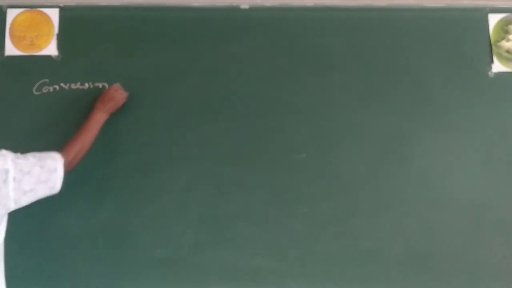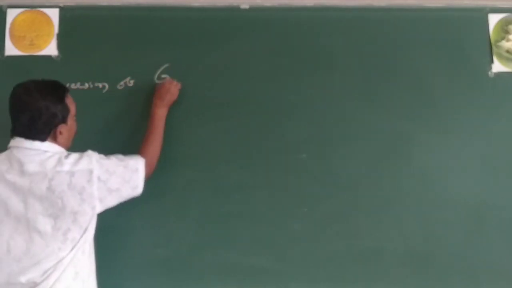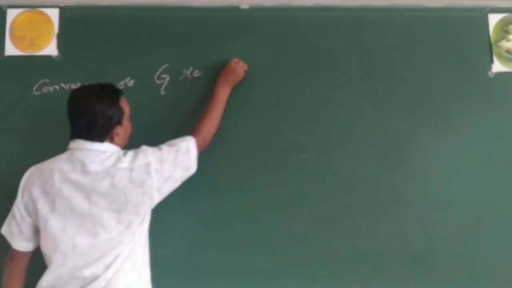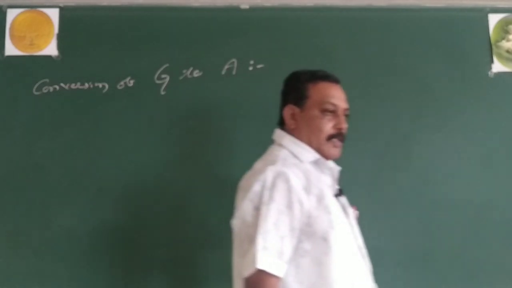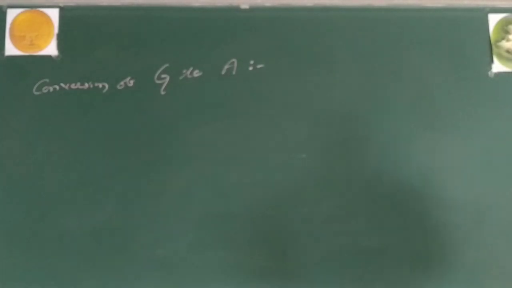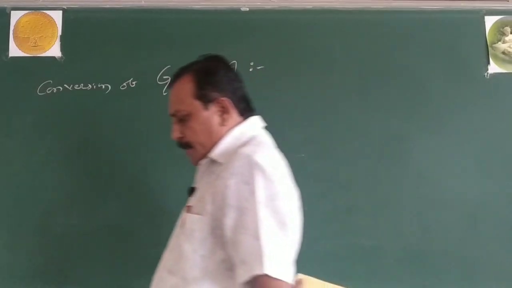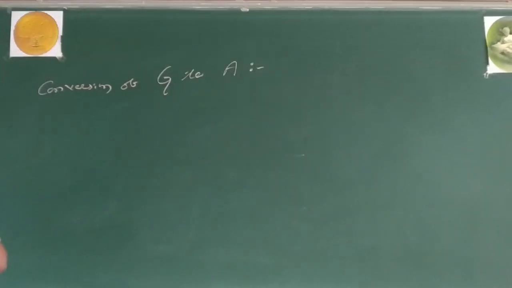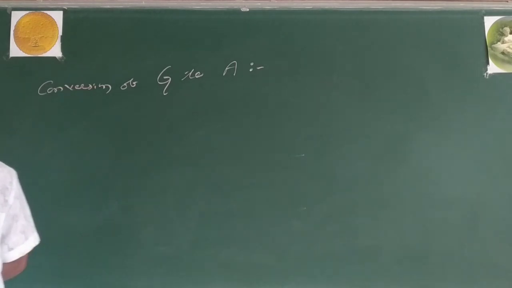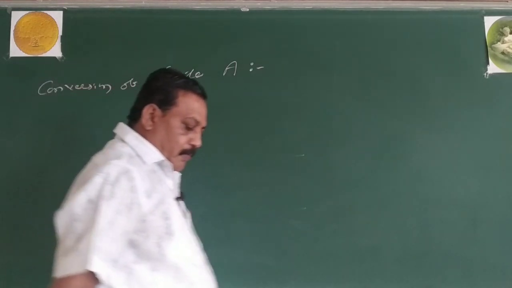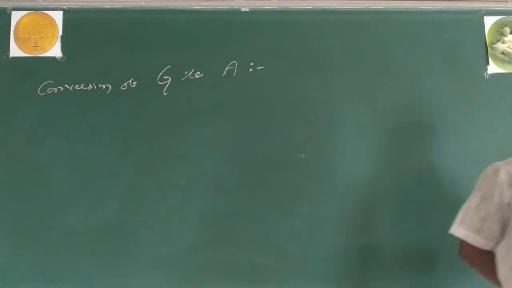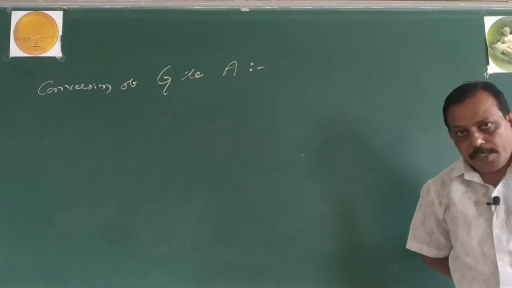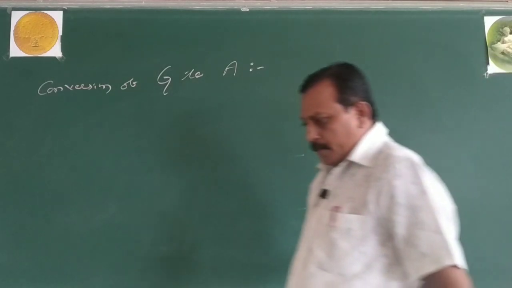Then the first one we come across is the conversion of galvanometer into ammeter, G to A conversion. First, what is an ammeter? An ammeter is a device which is used to measure current through the circuit, in amperes, and it is a modified form of galvanometer.